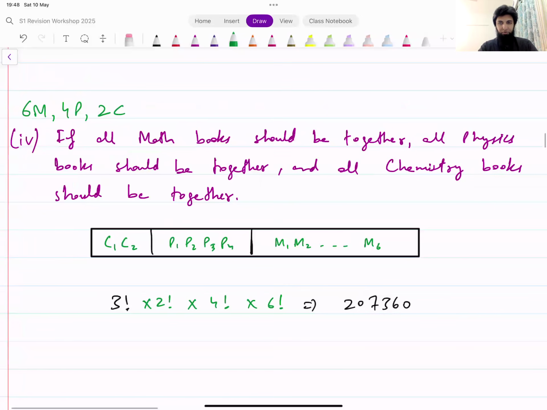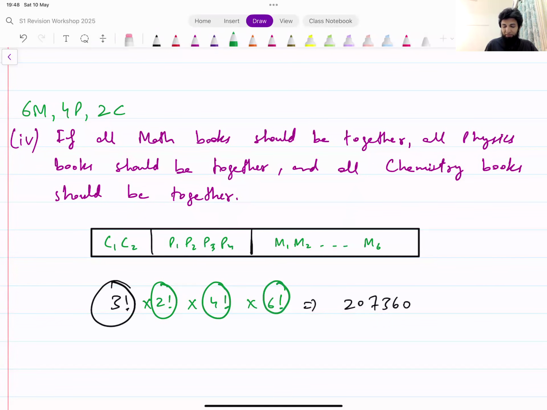Now, what about this? If all math books should be together, all chemistry books should be together, all the physics books should be together, how do you handle this case? Now, you say you've got 3 big boxes. In one big box, you've got all the math books. In another big box, you've got all the physics books. Another big box, you've got the 2 chemistry books. You've got 3 boxes now. In how many ways can you arrange these 3 boxes? 3 factorial. But then there are 2 chemistry books. In how many ways can you arrange them? 2 factorial. 4 physics, 4 factorial, 6 math, 6 factorial. Since all of the books are different, we just multiply them like this, and that gives us the result.